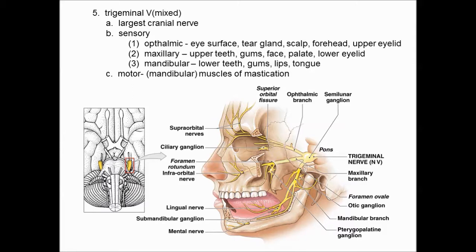Maxillary goes to the maxilla, so it's pretty easy to remember. And so it provides pain information from the upper teeth and from the face and palate and lower eyelid areas, you can see right here. So surface pain as well as teeth pain. And finally, the mandibular goes to the teeth in the mandible, or lower teeth, if you will, and gums and lips and so forth. So a lot of the facial sensory information comes from this trigeminal nerve.